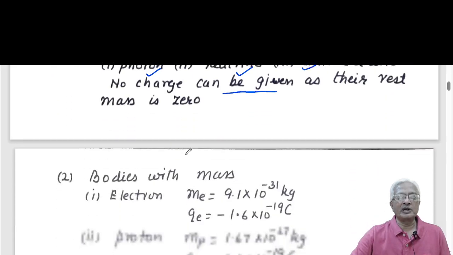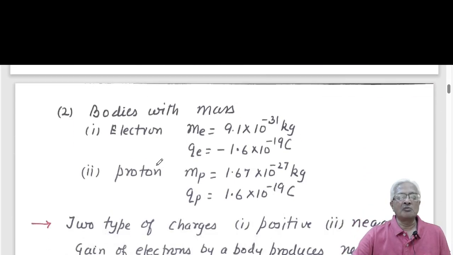Another set of example is bodies which possess mass like electron and proton. What is the mass of the electron? The mass of the electron is 9.1 × 10^-31 kilogram. So electron can be given a charge of -1.6 × 10^-19 coulomb. Proton. Mass of the proton is 1.67 × 10^-27 kilogram. What is the value of the charge on the proton? 1.6 × 10^-19 coulomb.